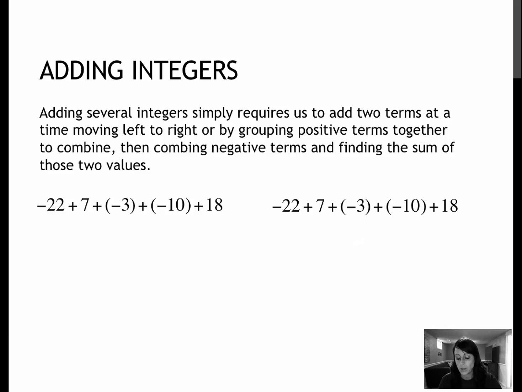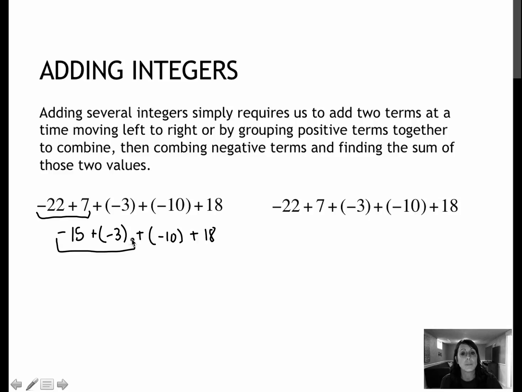The last question I wanted to go through with you with adding integers is when you have several integers. I have the question written twice because I want to show you 2 different ways to do the same question. The first way is simply to go from left to right. Add the first 2 values that you see. Those are different signs. I find the difference. Recopy all of the other terms, and then repeat the process.